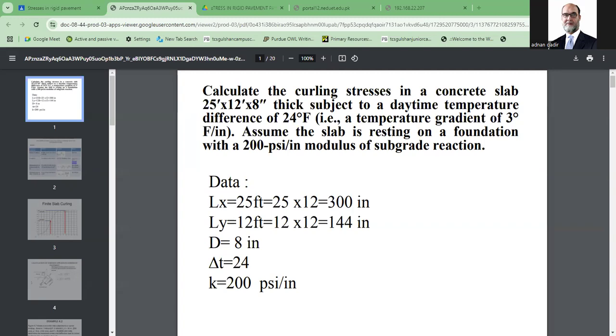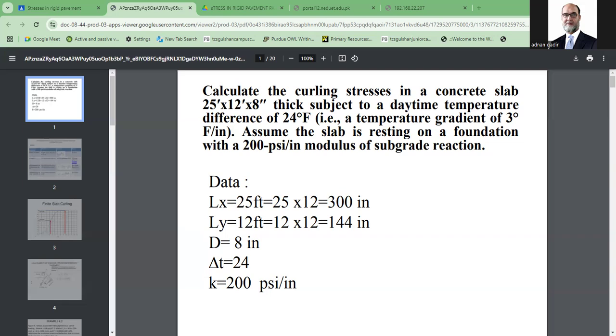The first problem is about to calculate the curling stresses on a concrete slab that is 25 feet by 12 feet and has an 8-inch thickness. It is subjected to a daytime temperature, and the difference in temperature is 24 degrees Fahrenheit with a temperature gradient of 3 degrees Fahrenheit per inch. Assume the slab is resting on the foundation with a 200 psi per inch modulus of subgrade reaction.